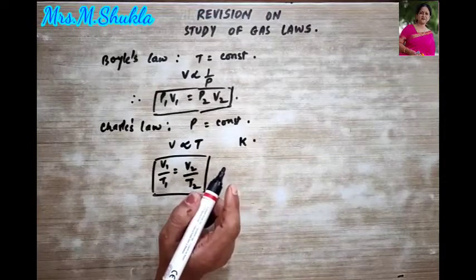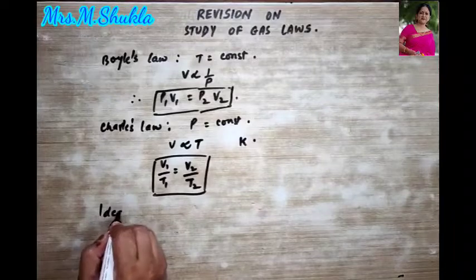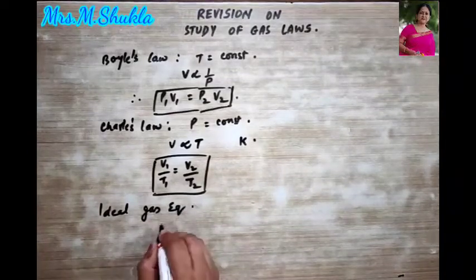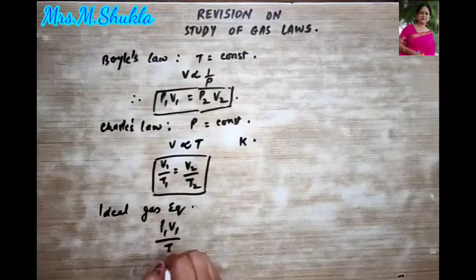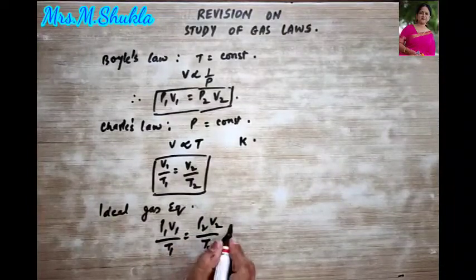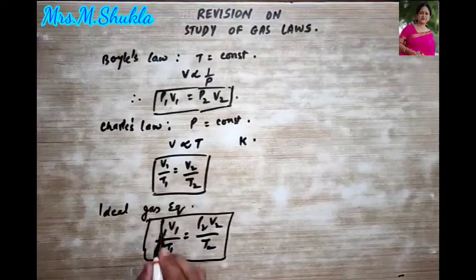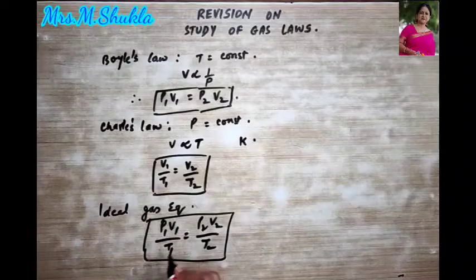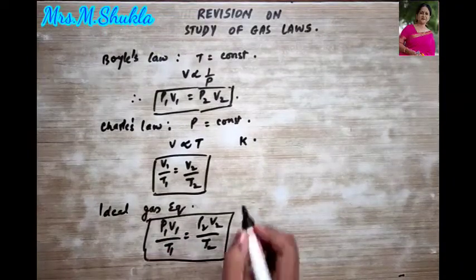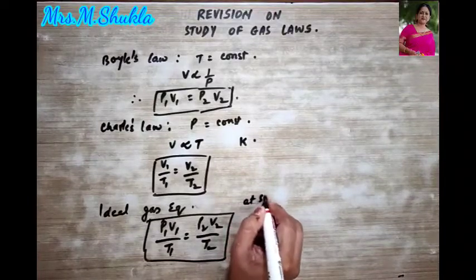Then for the perfect gas equation, the ideal gas equation, do you remember? What is that? P1 V1 upon T1 is equal to P2 V2 upon T2, right? This is used where the temperature, pressure and volume, all three are given in the question, and they happen at STP.